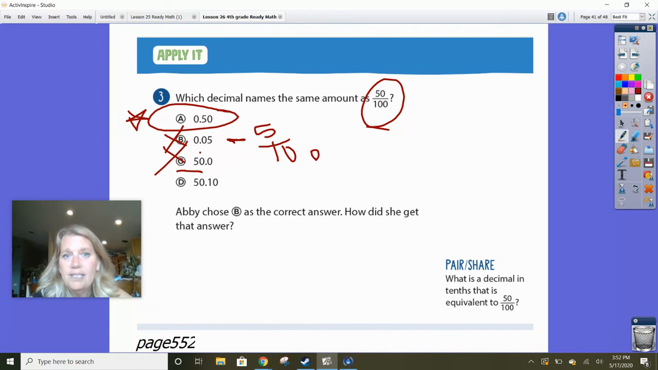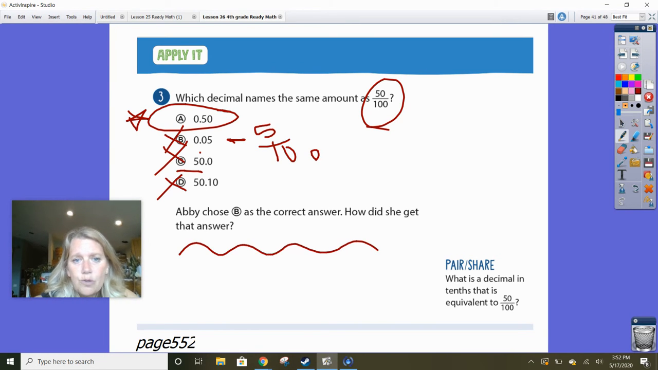Nice, but it does not have that decimal at all. And this one, even bigger, $50.10. Nope, it's not the same. So Abby chose B as the correct answer. How did she get that answer?